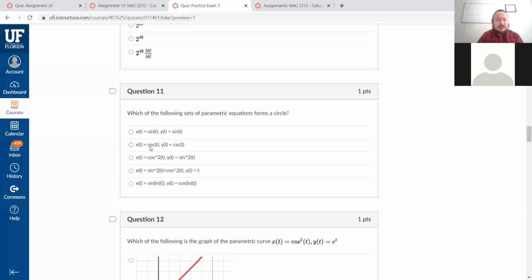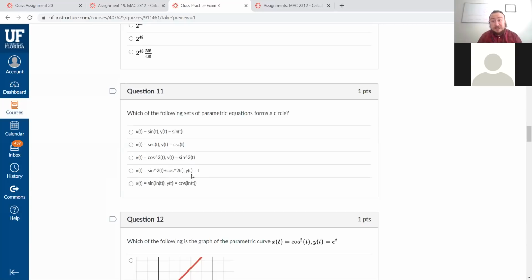Let's see, here we have x is secant and y is cosecant. While these do have to do with sine and cosine, this isn't quite the way we need it. We need the cosine and sine to be in the numerator, not the denominator. So this won't work either. Here, x of t we have cosine squared, and y of t we have sine squared. This one might seem tempting because it looks like the Pythagorean theorem, but alas, you need just cosine or sine in order for this to work. So this one will also not be a circle.